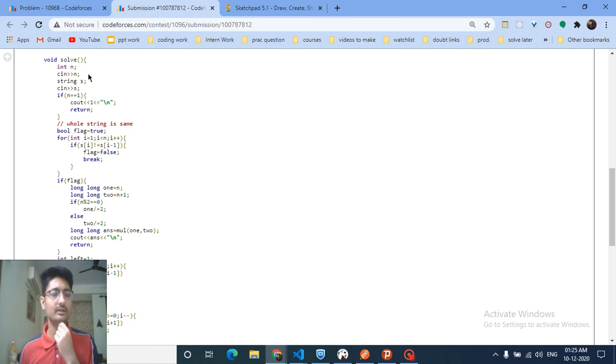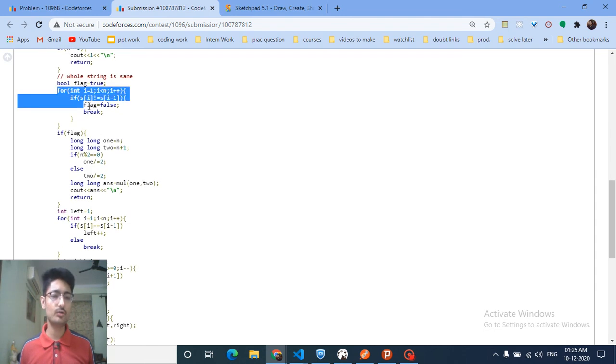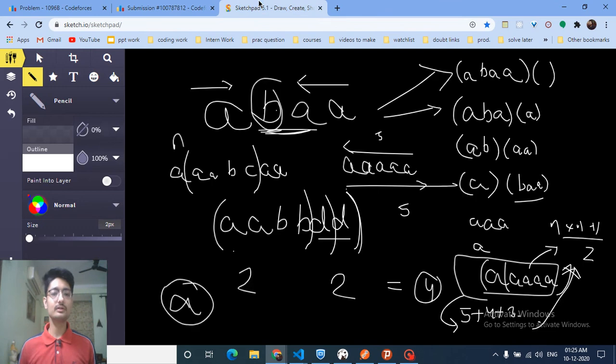Take the input of n, the length of the string, and the string itself. If the length is equal to 1, which means there is only one character, the answer is 1. If the whole string is the same, we have to check that. How can we check? We have to check whether the whole string is the same. If it is, the answer is n into n plus 1 divided by 2, mod this m.